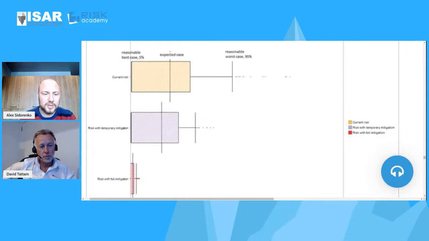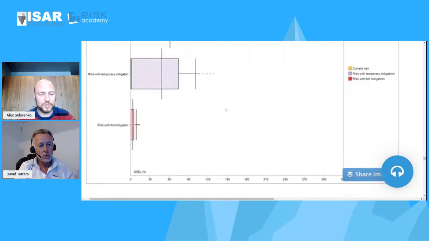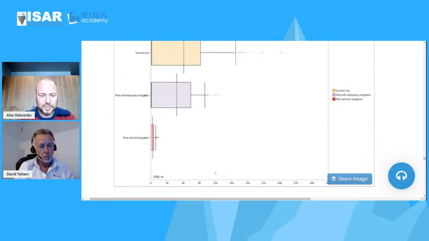And in purple, there was a particular set of actions that the environmental team was proposing to do, that would significantly reduce the worst case scenario and slightly reduce the expected consequence scenario. And clearly that wasn't enough, because the risk exposure was still sufficiently large. It was still up to 100 million, which is a big amount of money.